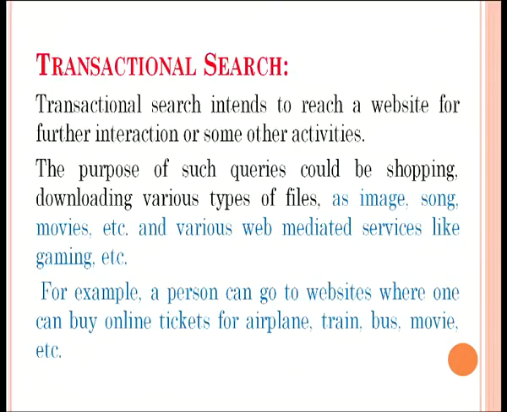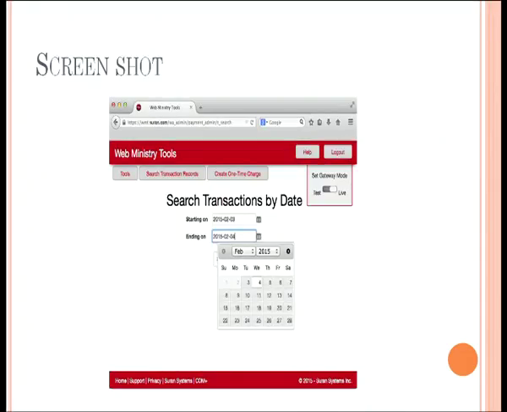Transactional search intends to reach a website for further interaction or some other activities. The purpose of such queries could be shopping, downloading various types of files such as an image, song, movies, anything else, on the various web mediating services, like gaming also you can say. For example, a person can go to a website where one can buy tickets for the aeroplane, train, bus, movie, anything. This is the screenshot where we are showing you that you can do the transaction date wise. This is the screenshot for the transactional search.